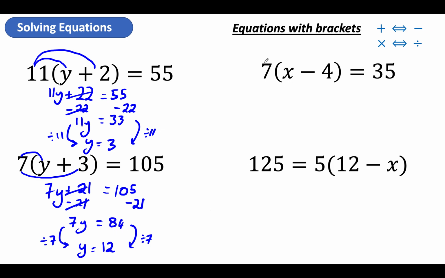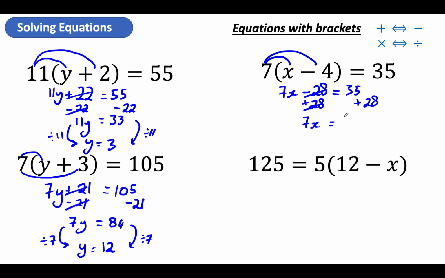Okay, over to these two then. Hope you're still doing okay. 7 times the x is 7x, and 7 times negative 4 is negative 28, because we've got a negative times a positive, which leaves a negative answer. And then that equals 35. Okay, get rid of the minus 28 by adding 28, because it turns it into 0. So 7x is on its own, but what you do to one side, you must do to the other.